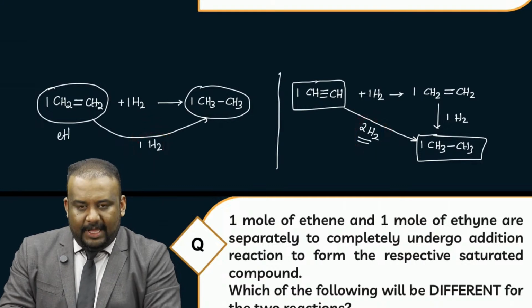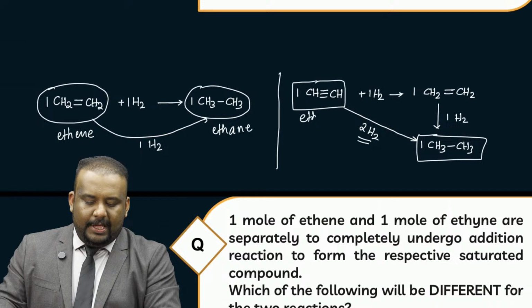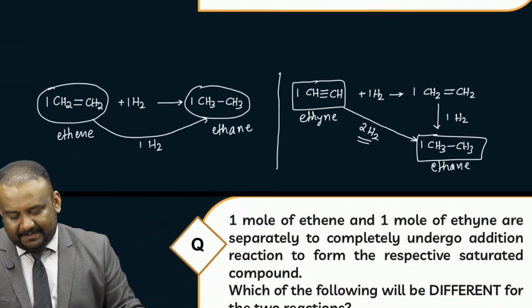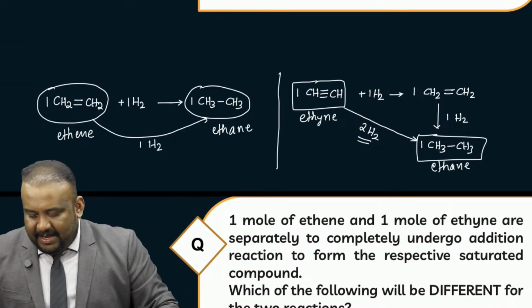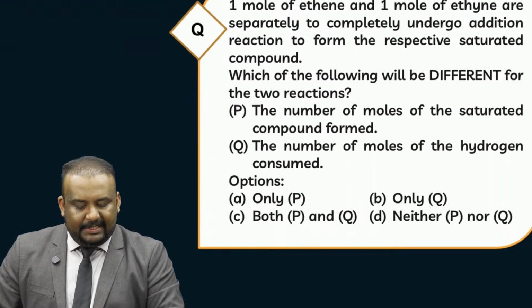That means for ethene to become ethane, it's 1 H2. Ethyne to become ethane, that's 2 H2. Got it? Okay, so what is the right choice? Yes, what is different is they asked. So it will be only Q.